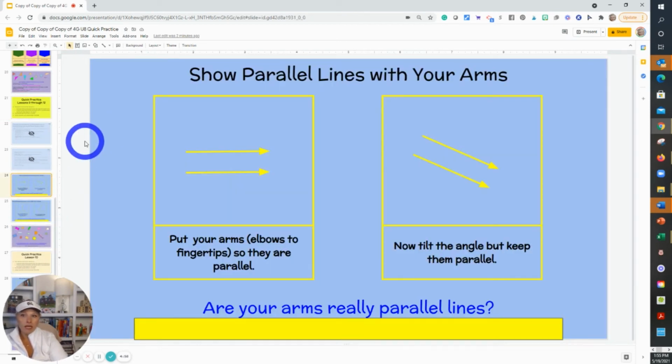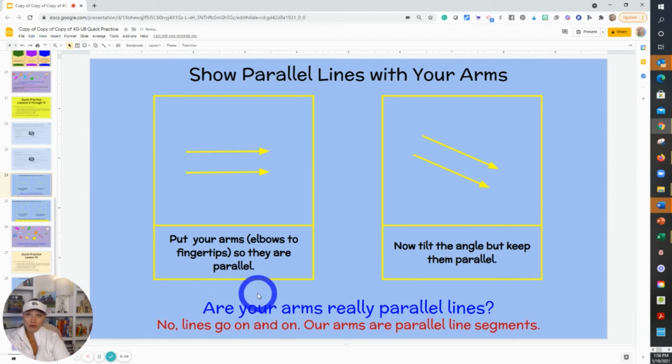Boys and girls, show parallel lines with your arms. So maybe they show it like this because it's from their elbow to their fingertips. Okay. And then you'd say, now keep the parallel lines, but show me them in a different direction. And maybe they'll go like this, or maybe they'll go like this. Boys and girls, are your arms really parallel lines? And they should say no, because a true parallel line goes on in both directions.